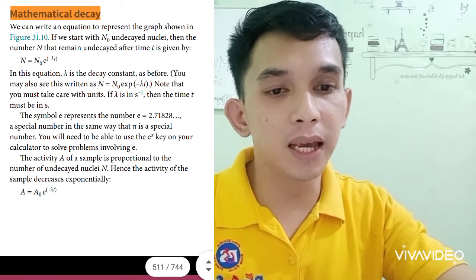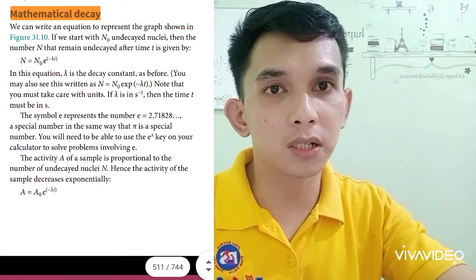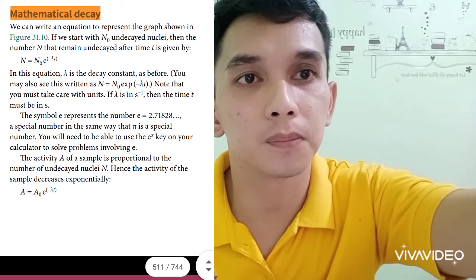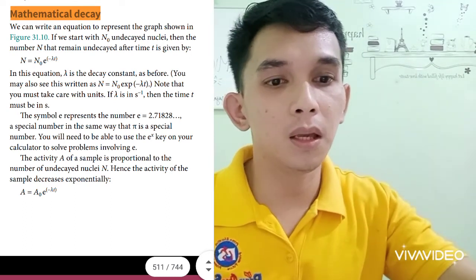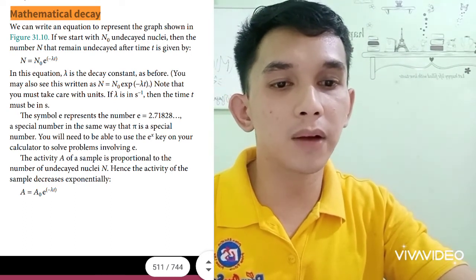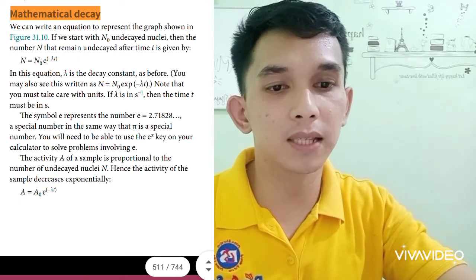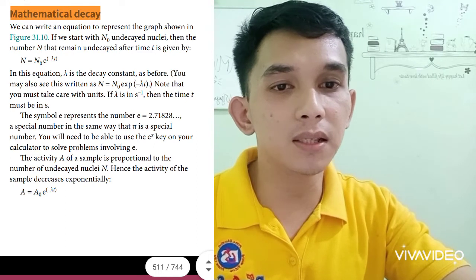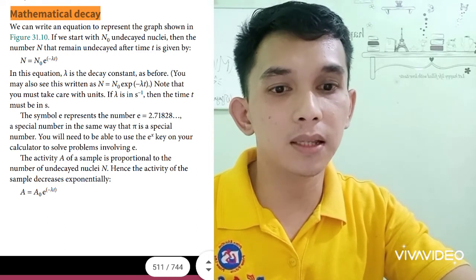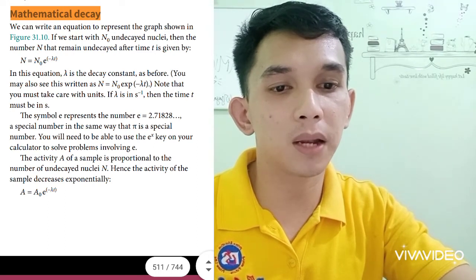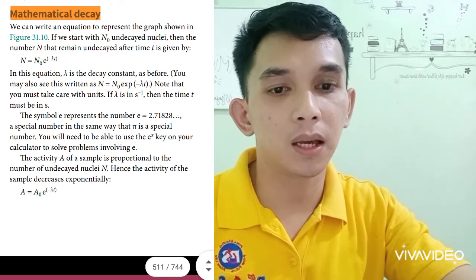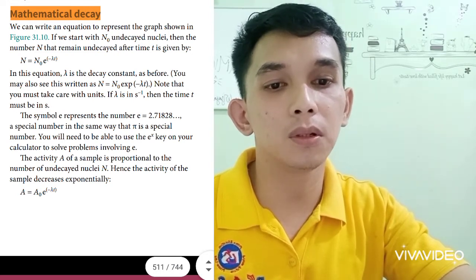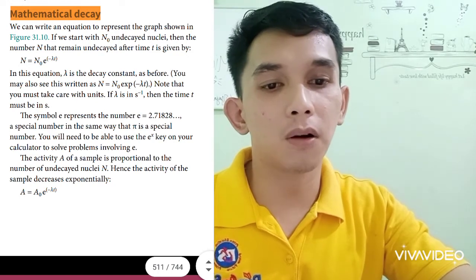The activity A of a sample is proportional to the number of undecayed nuclei. Hence, the activity of the sample decreases exponentially. So if this is the number of undecayed nuclei, then this is the formula for the activity. A is A0 times e to the power of negative lambda times t.